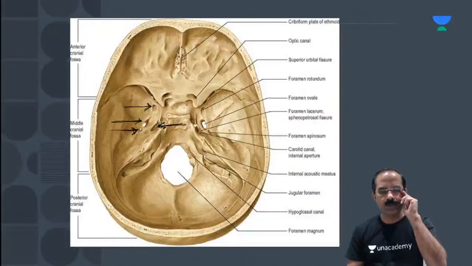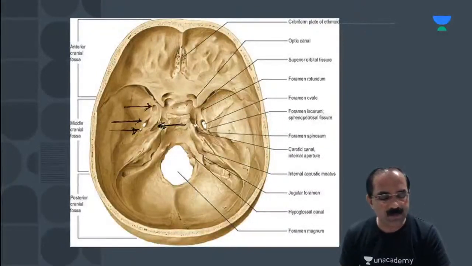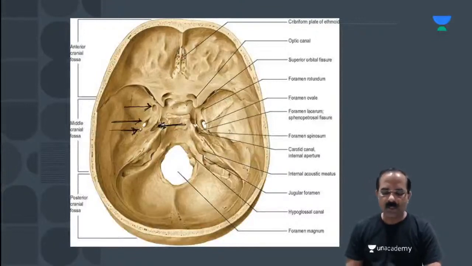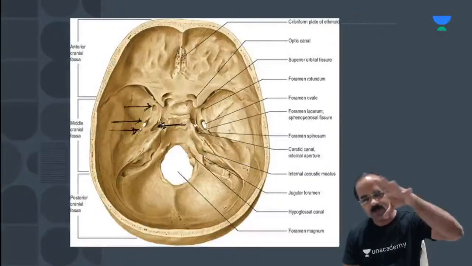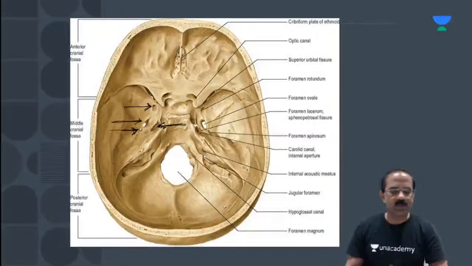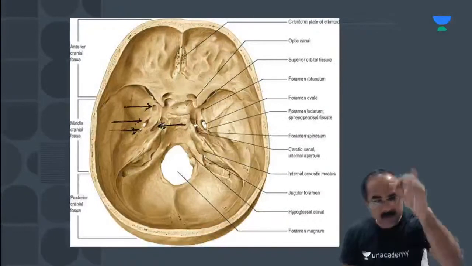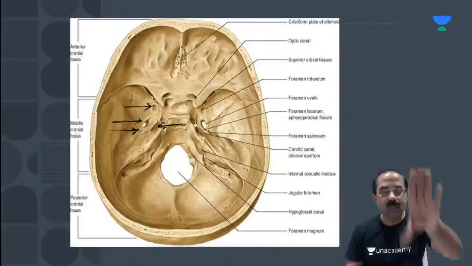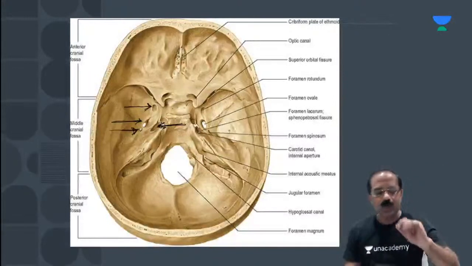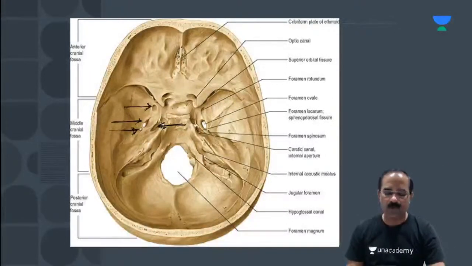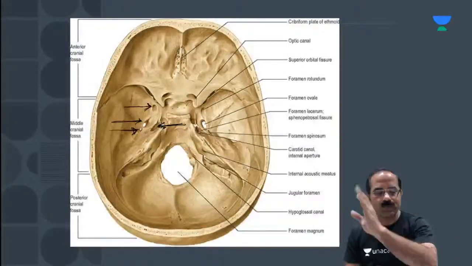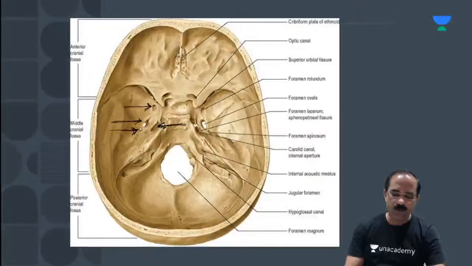ये कौन है बड़ा सा foramen on the medial aspect? That's the foramen lacerum. And what passes through the foramen lacerum? The internal carotid artery and the deep petrosal nerve. Through the foramen passes the internal carotid artery and the deep petrosal nerve.